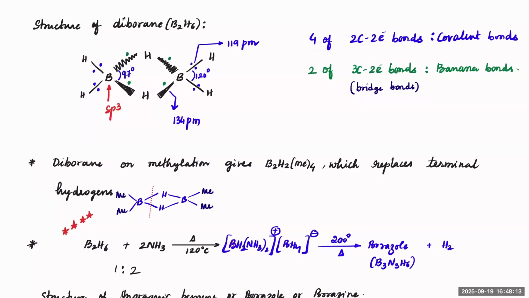Now notice the structure of diborane. B2H6 actually makes sp3 hybridized boron. The two hydrogen bonds here and two hydrogen bonds here are simple covalent bonds. That means one electron is shared by hydrogen and one electron is shared by boron. These are called two-centered two electron bonds. There are four such bonds, and these are called basic simple covalent bonds.